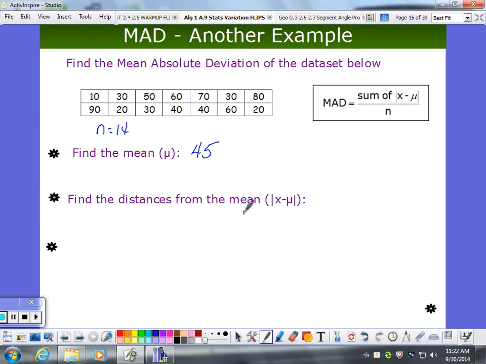Okay, now you've got a job to do, right? Here is 45, your mean. How do you find the distances? It's the absolute value of x minus mean. So what's 10 minus 45? Negative 35. What's it going to do? Make it positive, 35. Okay, so you have to do that for all of them.